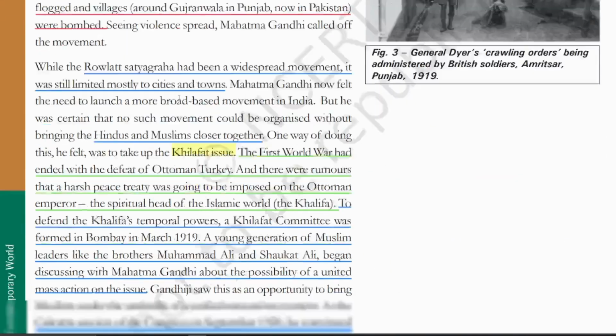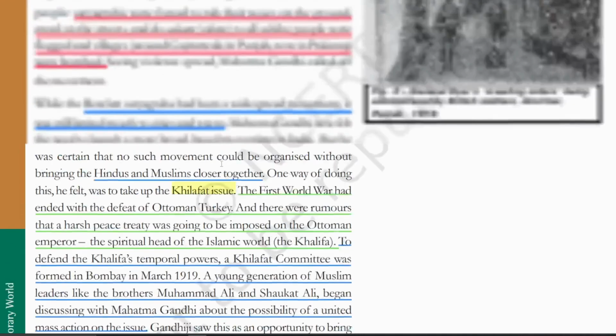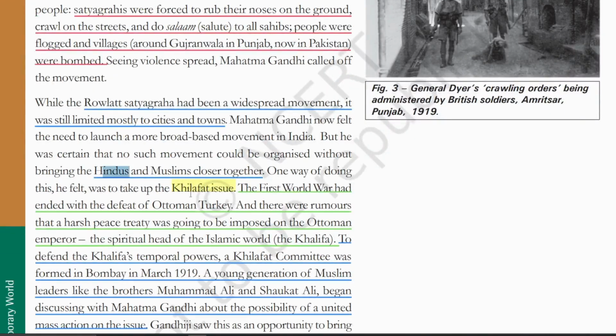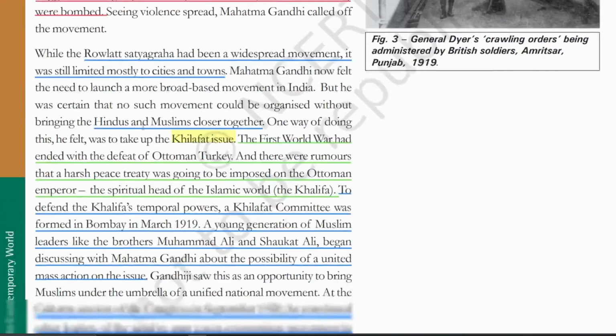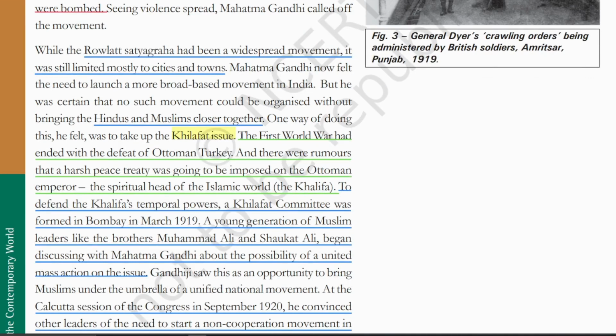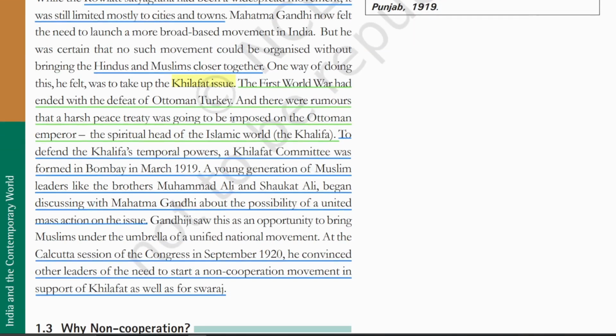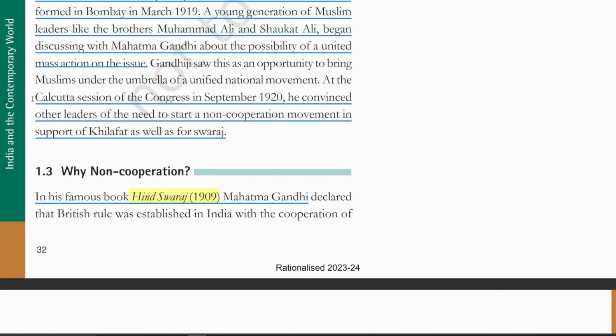Also in this part, it talks about the Khilafat issue. Khilafat is a very, very common question. It covers how the ruler of the Muslim Empire, Ottoman Turkey, and how the people joined the Khilafat movement and created a larger struggle against the British, and how Mahatma Gandhi went and negotiated with them. It's also very important. Also, the Calcutta session of the Congress in September 1920, very important.